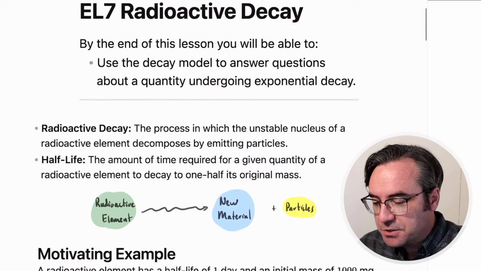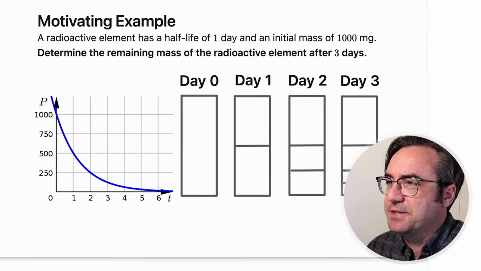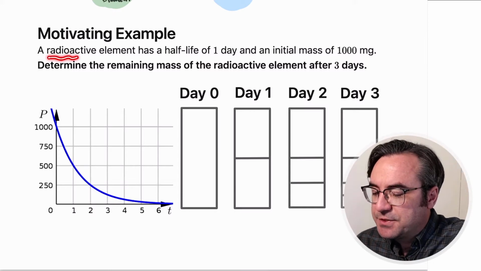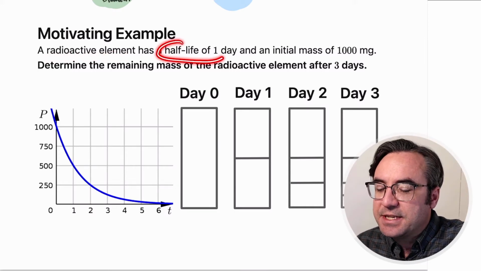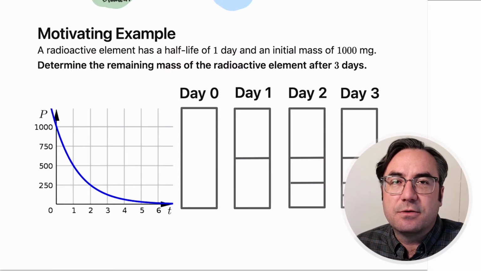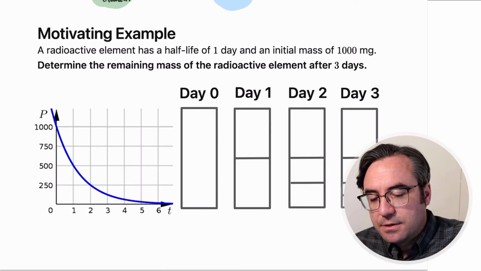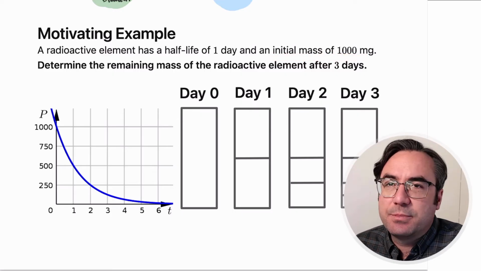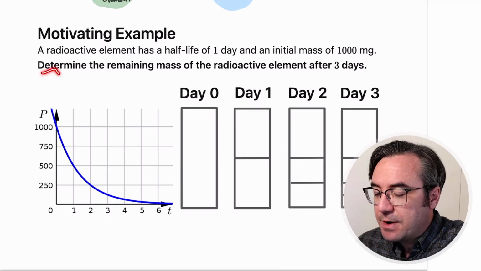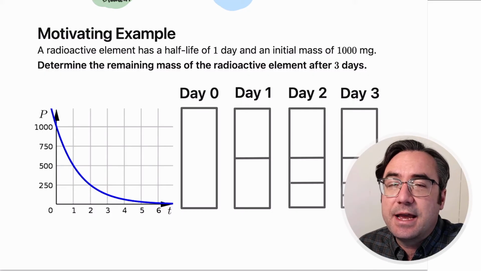All right, so let's look at an example. We want to look at the mathematics of this, so we're going to have a little motivating example here. Let's suppose that we have some radioactive element, and this has a half-life of 1 day. So every day that goes by, our sample is going to be essentially cut in half. Let's suppose that our sample starts with an initial mass of 1,000 milligrams, and we want to figure out how much of the mass is going to be remaining of this radioactive element after 3 days.